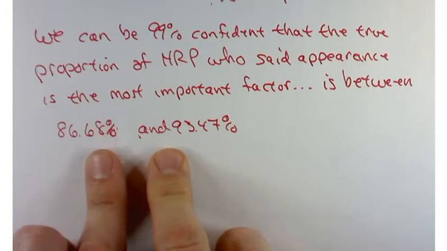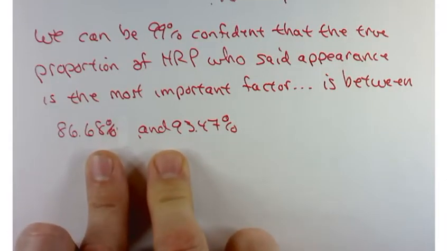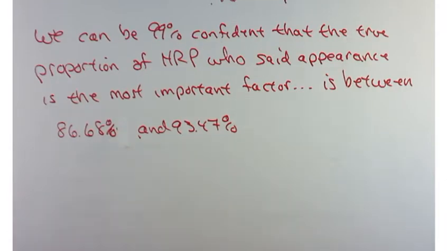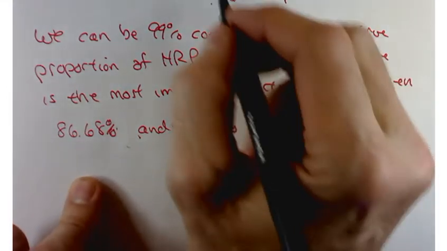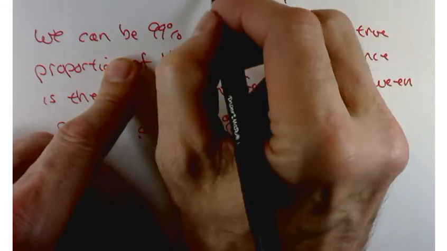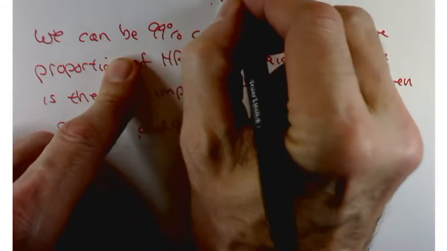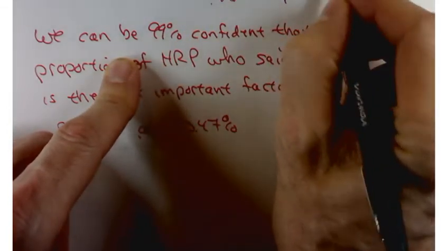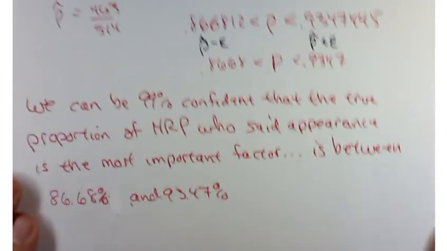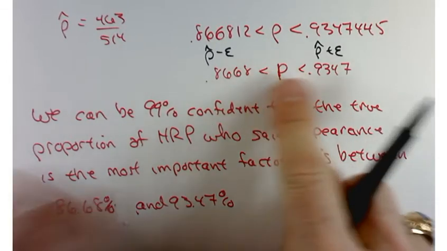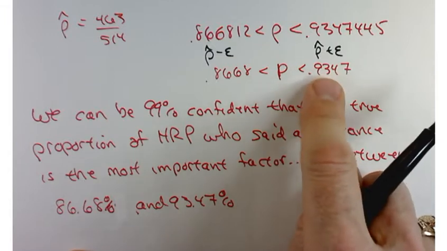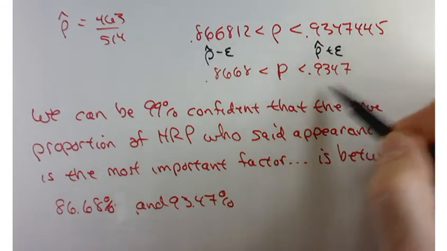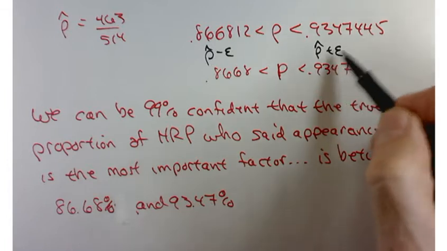Let's figure out what E is for this. Now, we're not going to do it based on the formula. Rather, we're just going to do it based on the knowledge that what this really is is P hat minus E and P hat plus E. So if that's P hat minus E or P hat plus E, what would you estimate the error term to be?